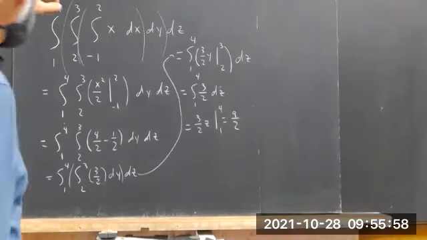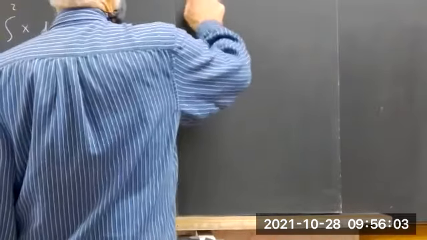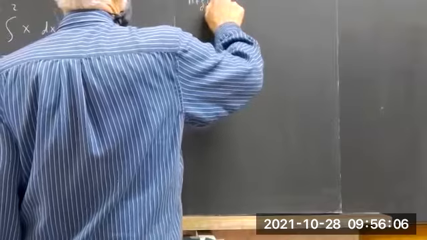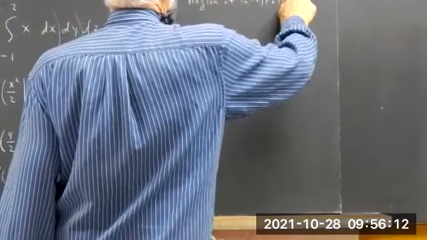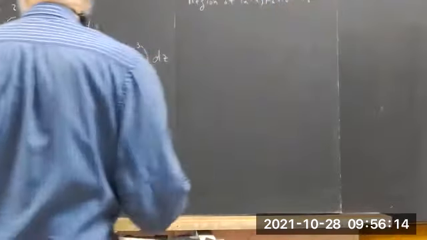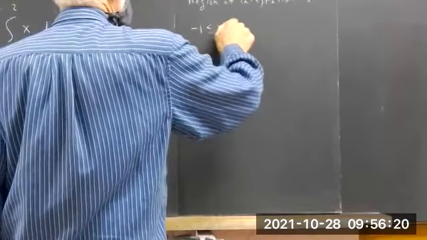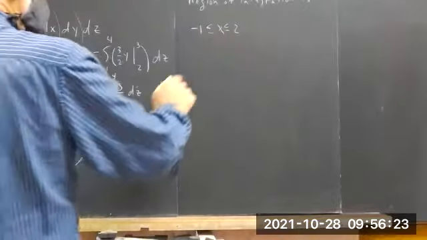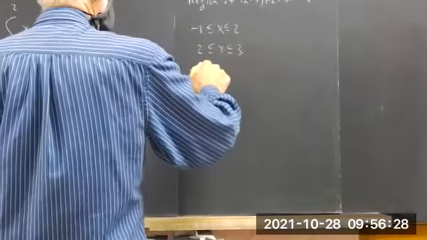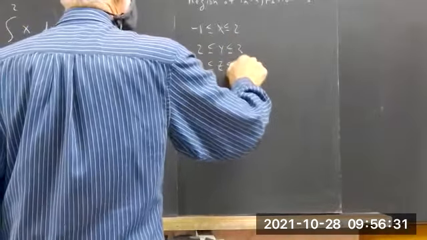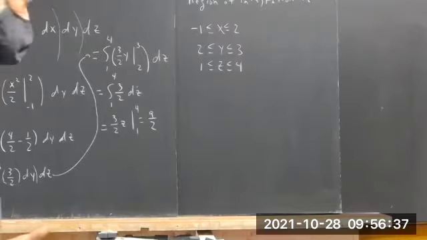What's this mean? For this region, well, x goes from -1 to 2. And y goes from 2 to 3. And z goes from 1 to 4. How do we depict this? And what's this integral telling us?